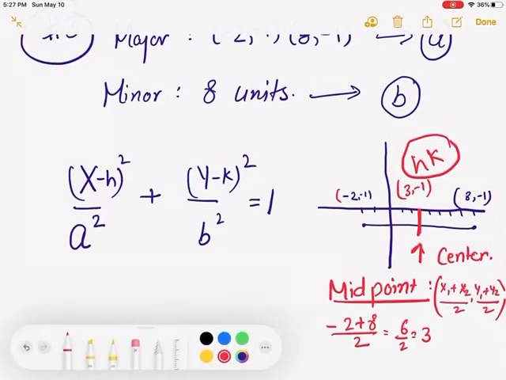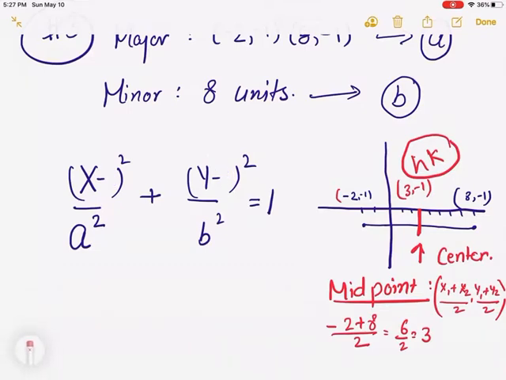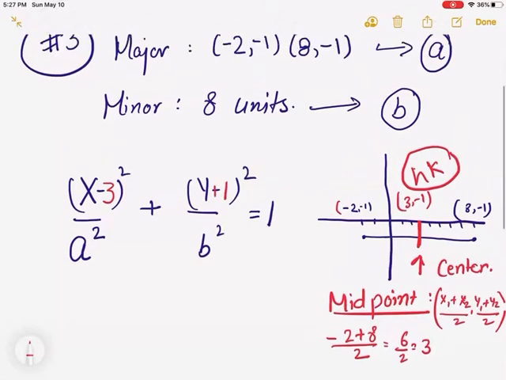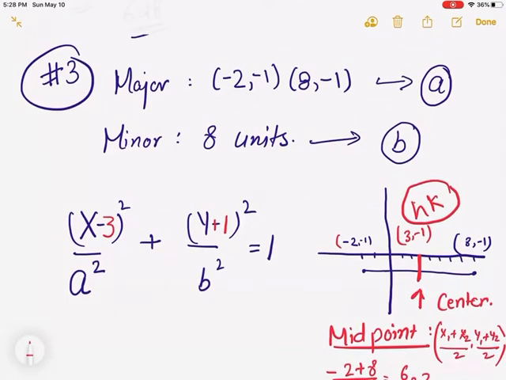Let's replace H and K. H is 3, so it would be x minus 3. Remember, we take the opposite. K is -1, so this would become plus 1. Okay, almost there. We still have to find A and B. Since we already know the major axis is along the x-axis, my minor would be along the y-axis. I already know the total length along y is 8 units, but remember, we just look at the half, so we look at the radius.